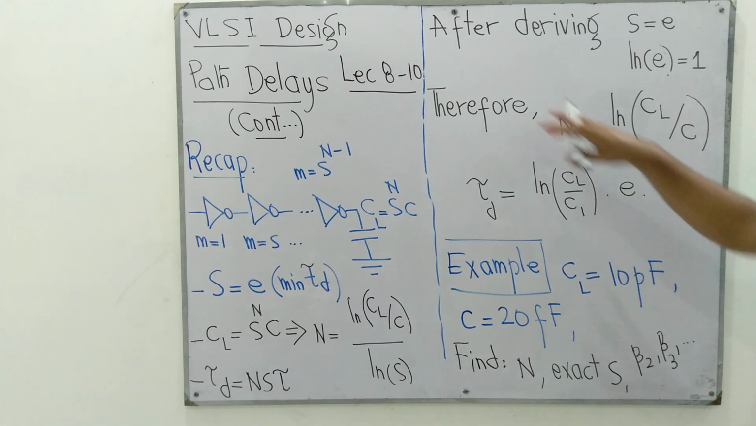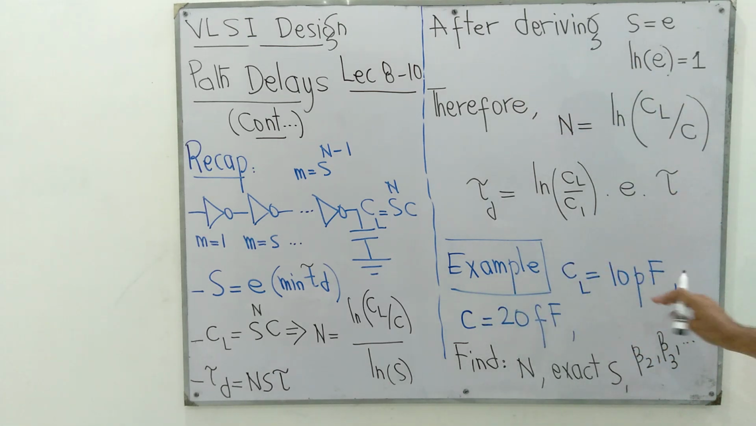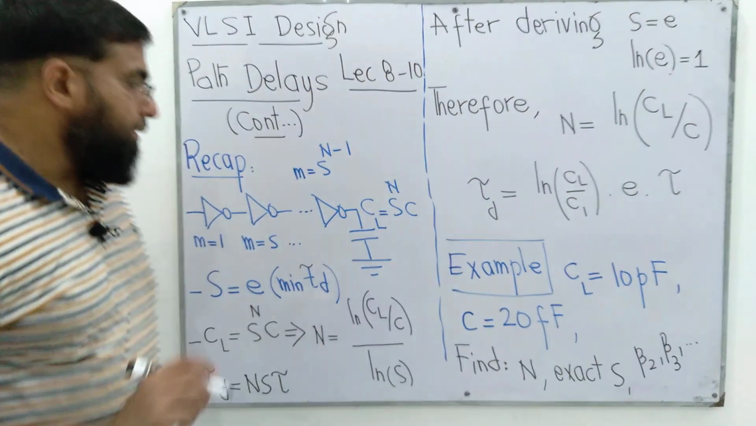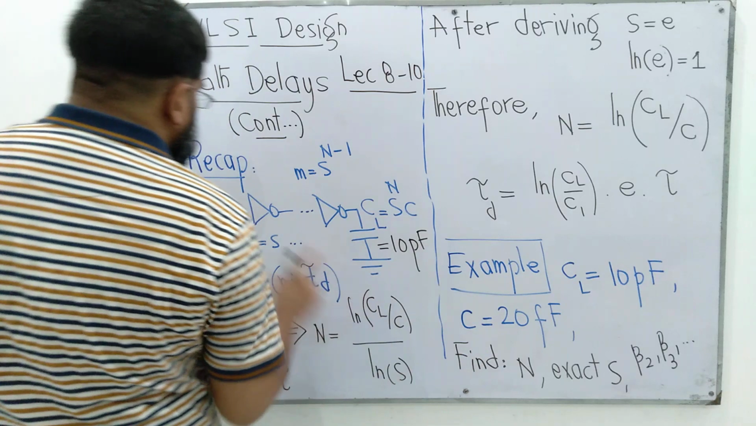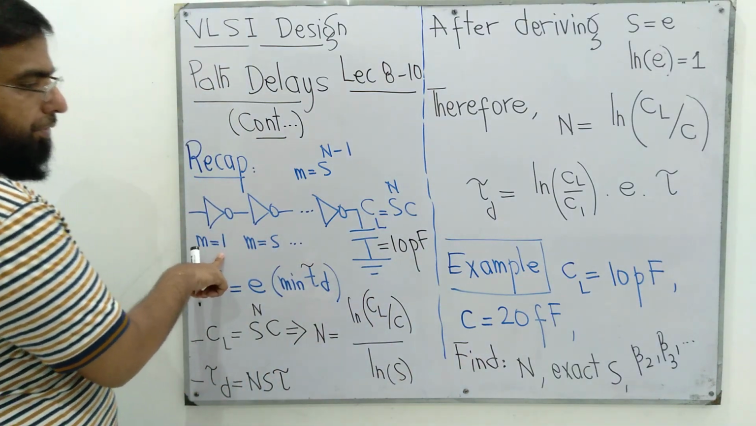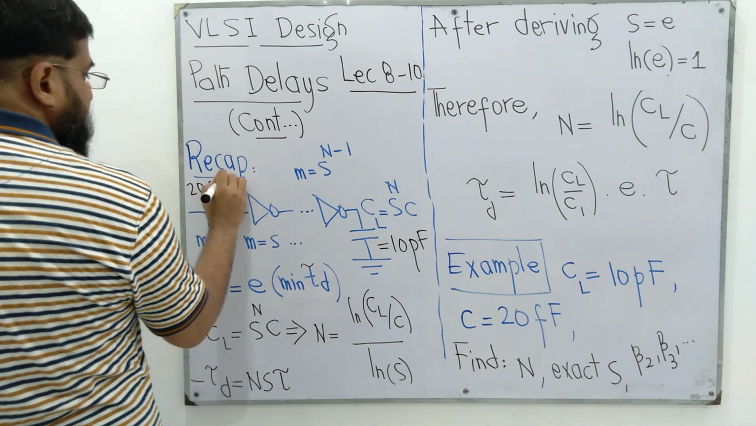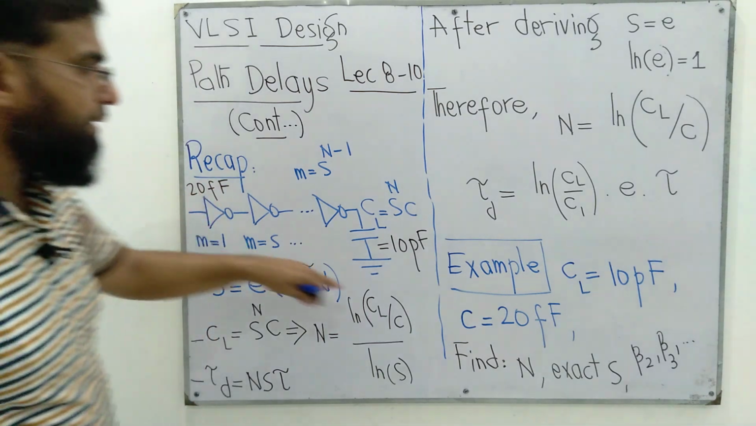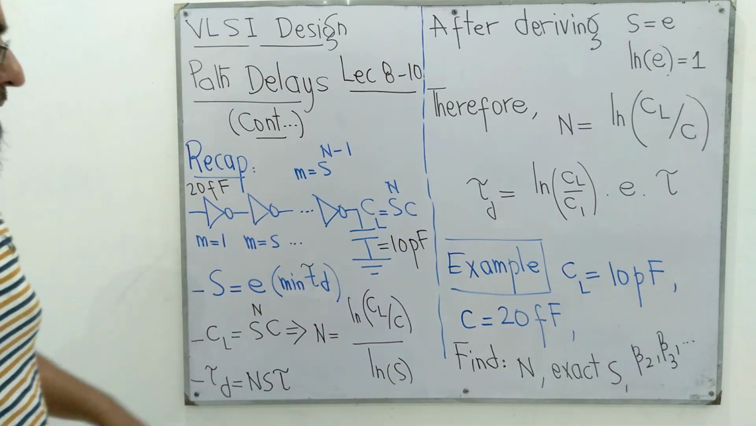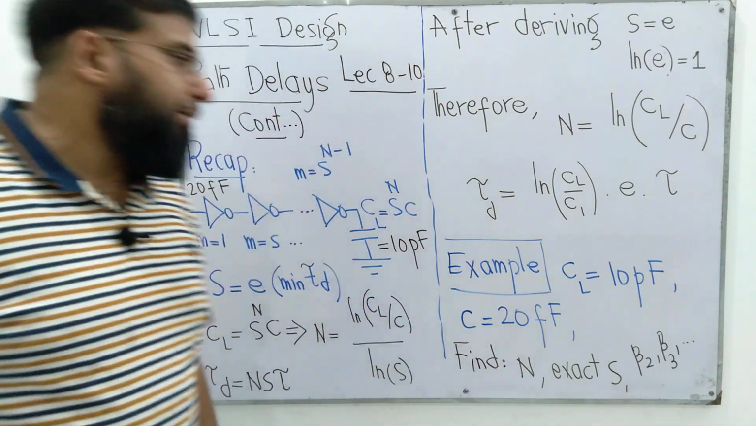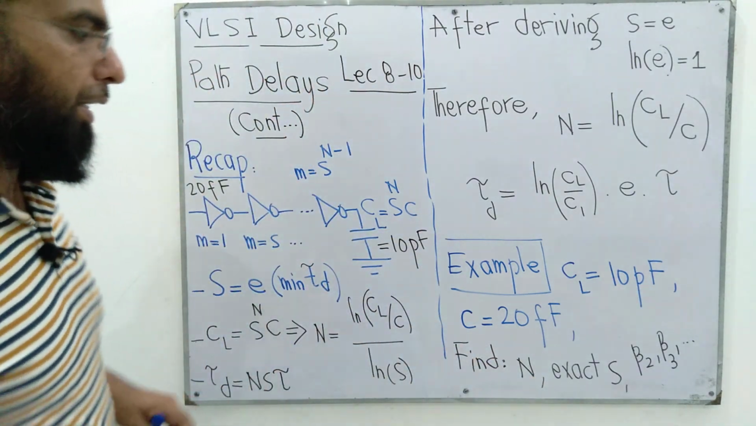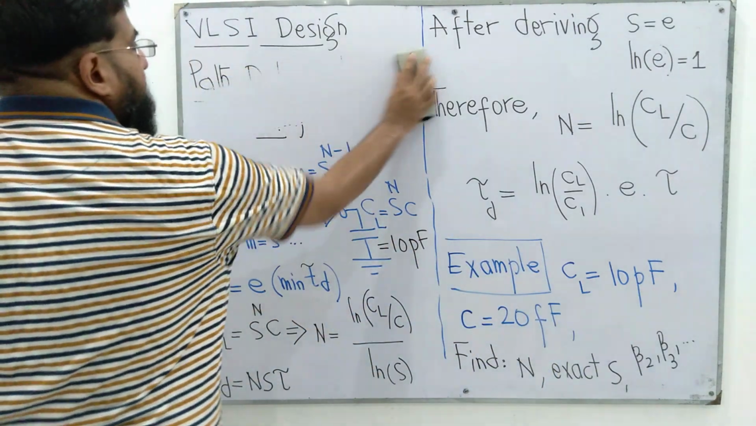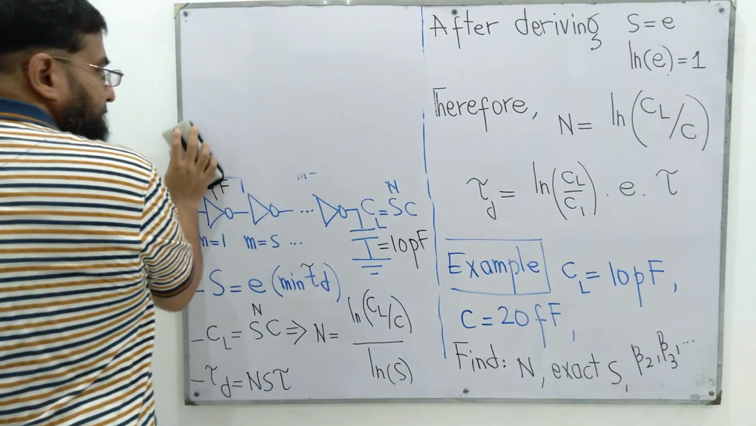After completing this whole theory, now we are ready to solve an example where CL is given to be 10 picofarad. For this chain, the minimum input capacitance of this first NOT gate is 20 femtofarad, where femto is 10 to the minus 15 and pico is 10 to the minus 12. We need to find n, the number of stages, to minimize tau d, the exact value of s, and the values of beta, the device transconductance.